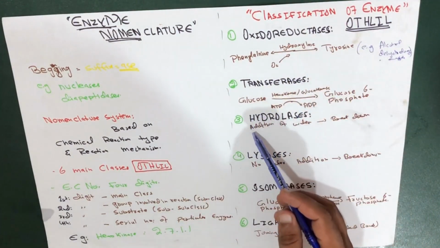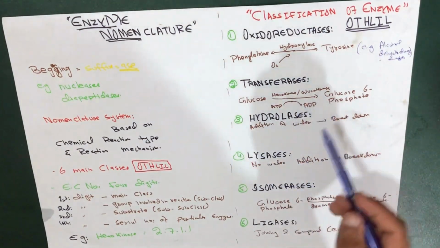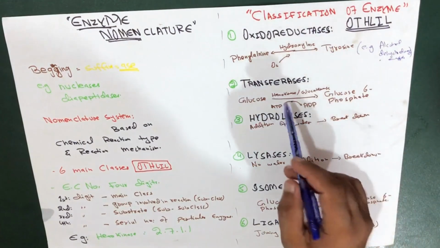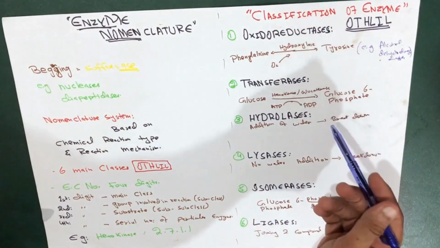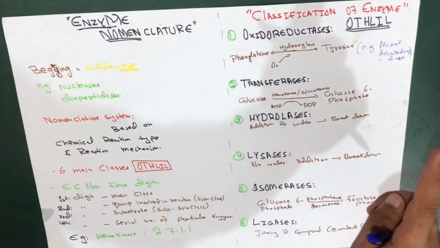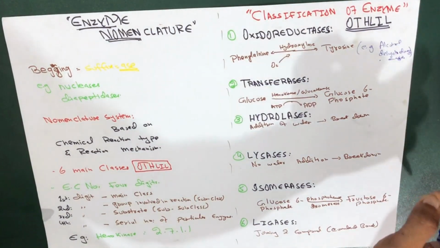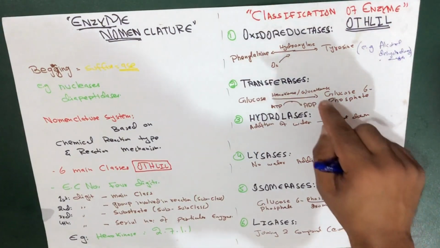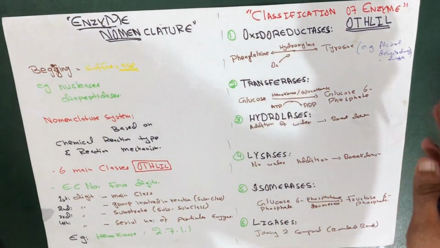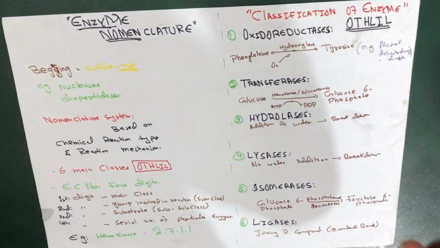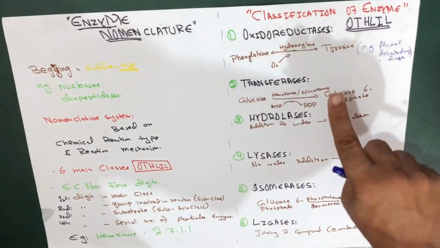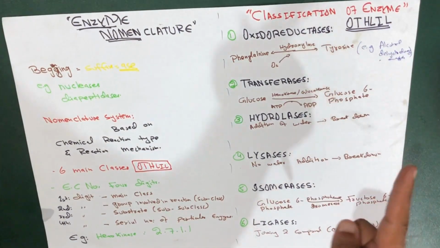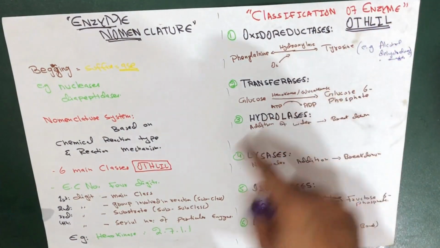And the second class we have is the transferases. The word transfer, you get it, right? Something is being transferred. In the case of transferase, what we mean is an enzyme that catalyzes the transfer of a particular group from one substrate to another substrate. The example is going to explain what I mean. Get the definition first: an enzyme that catalyzes the transfer of a particular group from one substrate to another.